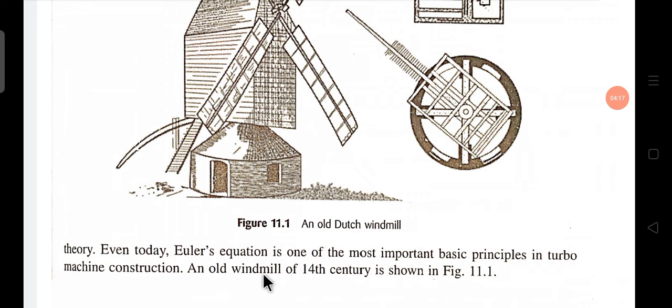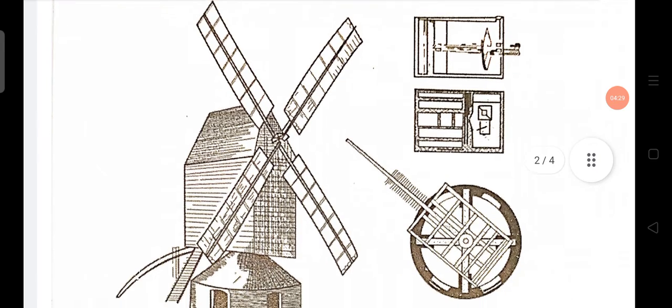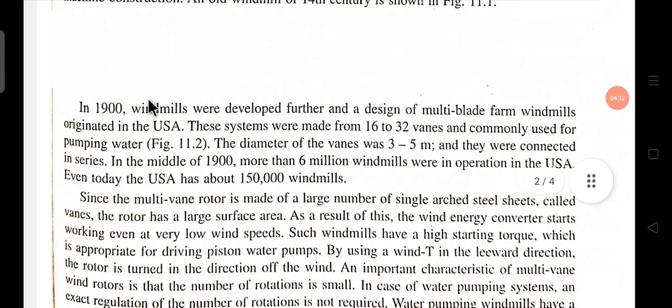An old windmill of the 14th century is shown in the figure. This is the old Dutch windmill. Then in 1900, windmills were developed further, and a design of the multi-blade windmill originated in the USA. These systems were made with 16 to 32 vanes and commonly used for pumping water.